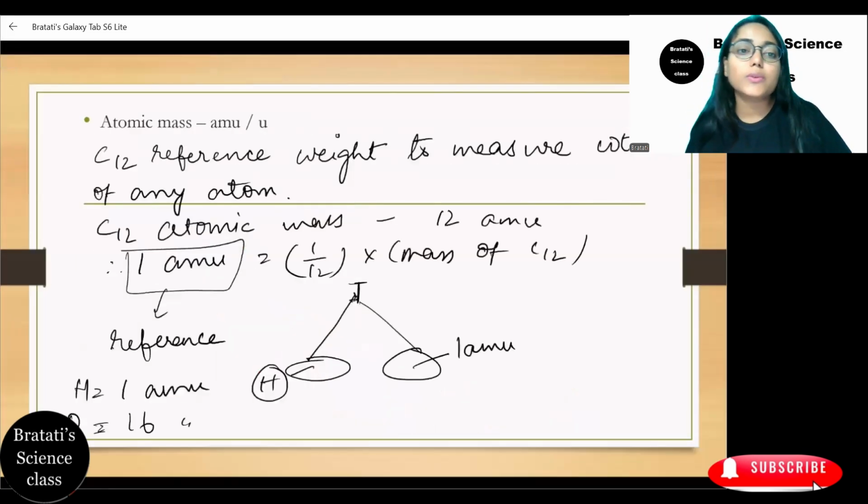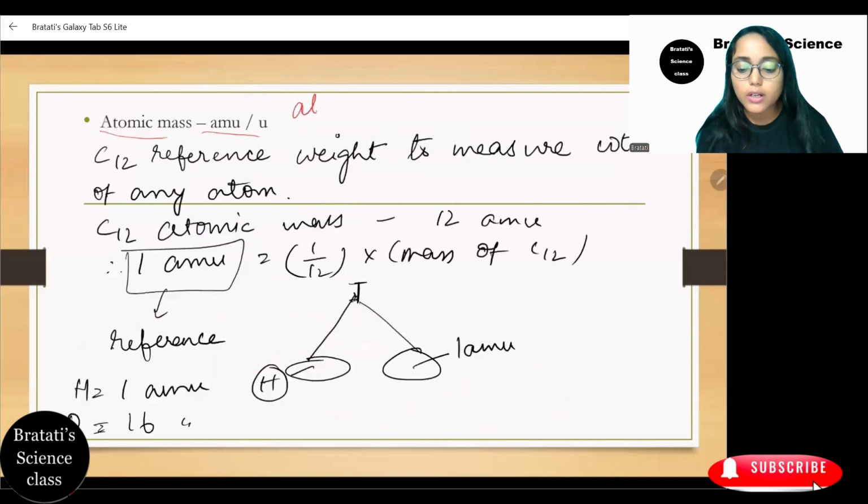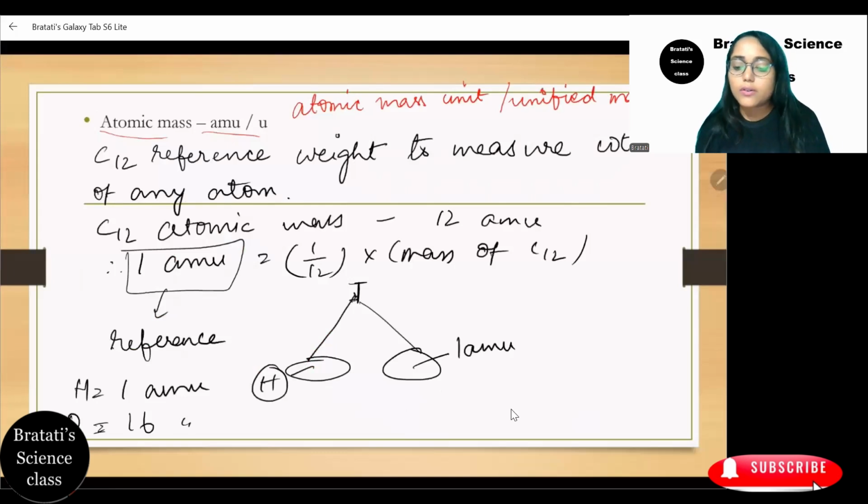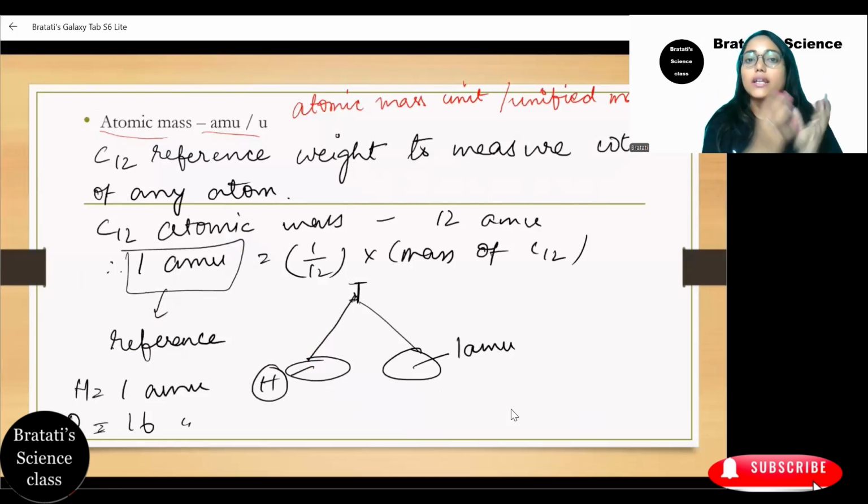Next one, the C12, the atomic mass. Now we are talking about the atomic mass. They are saying AMU, or unified mass, atomic mass unit. So AMU stands for atomic mass unit, or U stands for unified mass. Okay, now when we are measuring the mass of any atom, we need a relative measure, a relative weight as well.